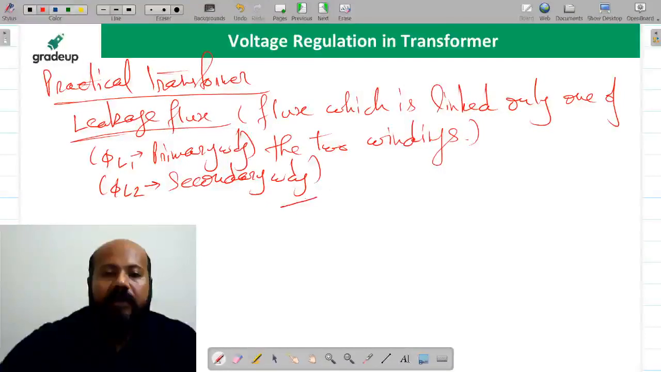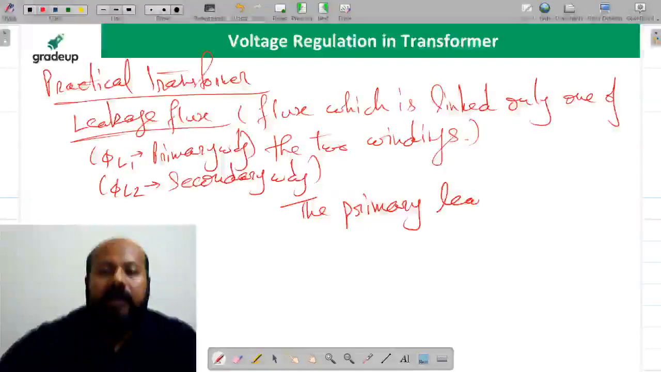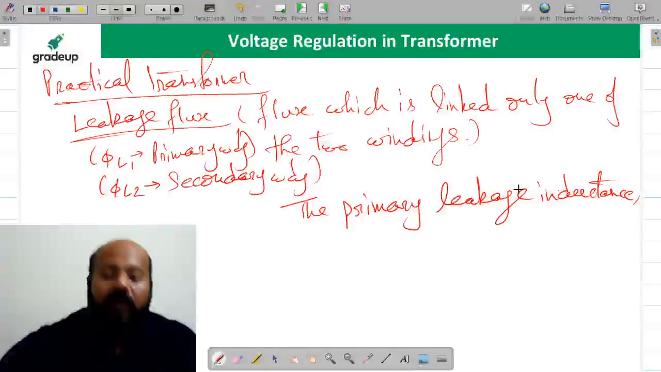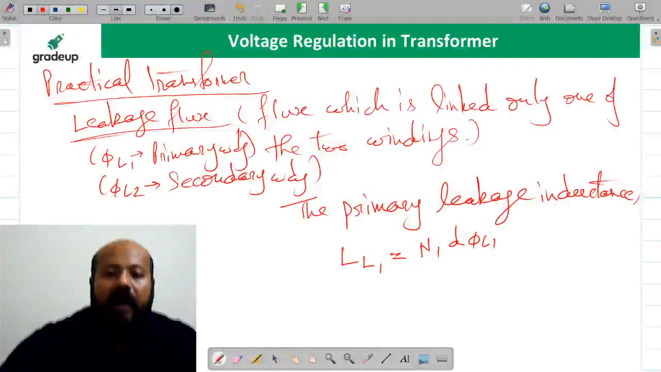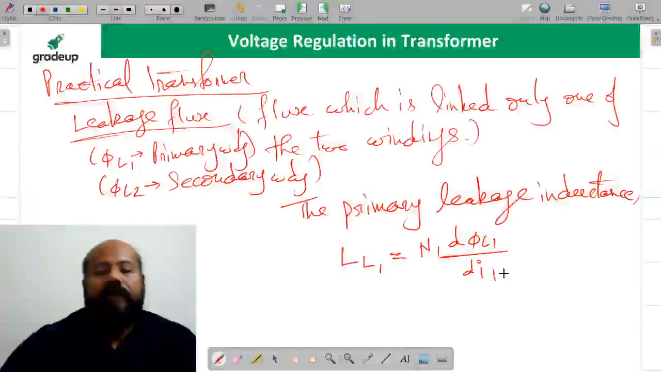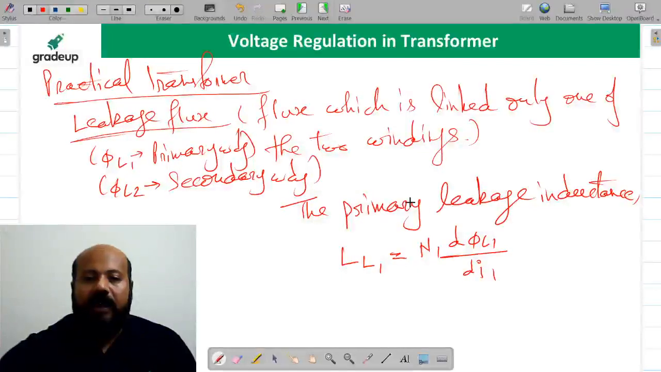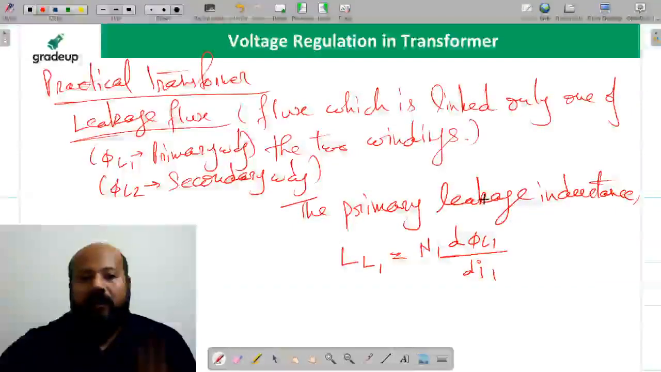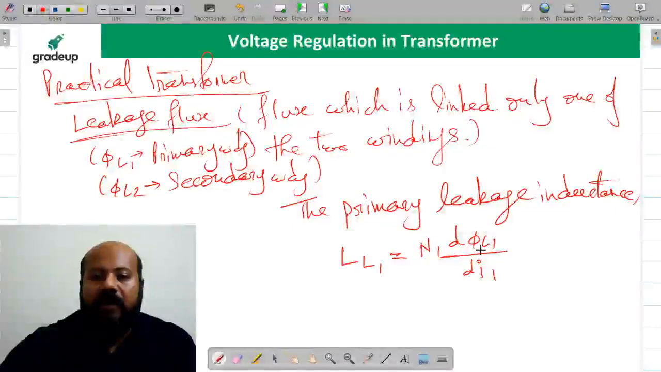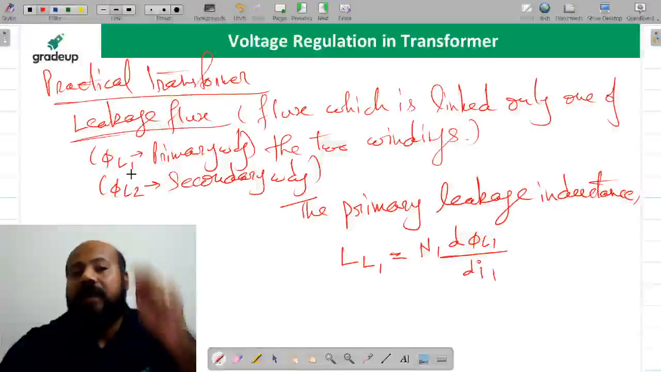Now I am going to write the primary leakage inductance. How am I going to write it? Suppose I am writing it like this: LL1 is equal to N1 d phi L1 upon di1. Can I write it like this or not? This is the leakage flux. Yes or no? Please listen to me properly. What is the leakage flux? It is phi L1.